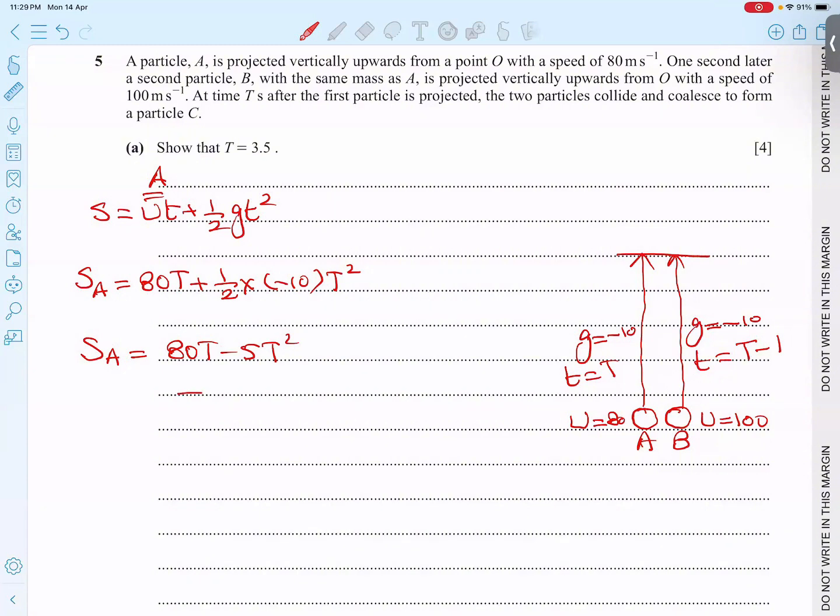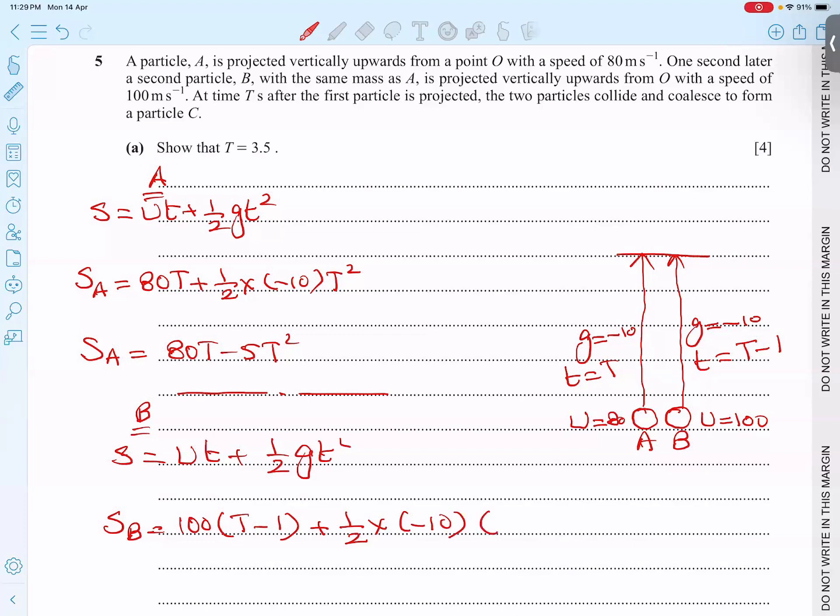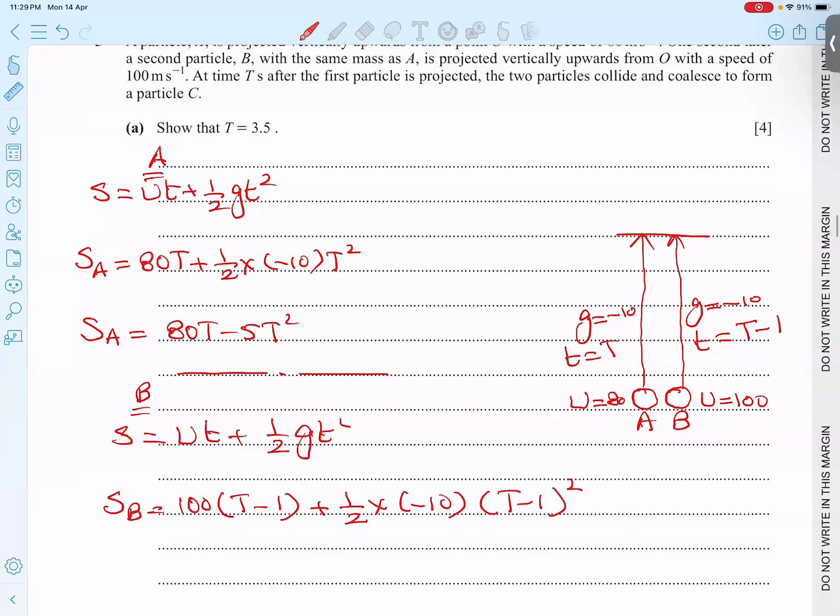So this is one situation. Let's talk about B. The data is very clear: u is 100 and g is given. So I'm just applying the same formula, and the values are very clear. S is equal to ut plus half gt square. So I'm writing here the distance traveled by the B particle, and u is 100, but t is capital T minus 1. Half times negative 10, and here (T minus 1) to the power 2.